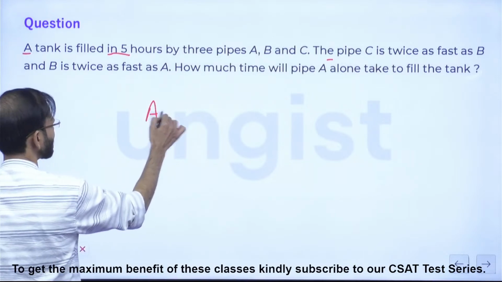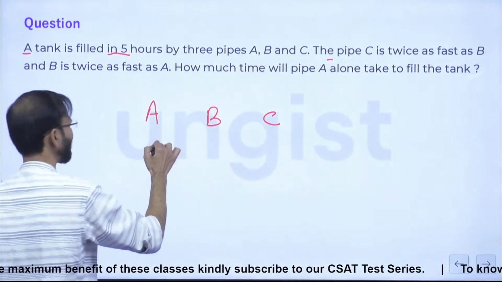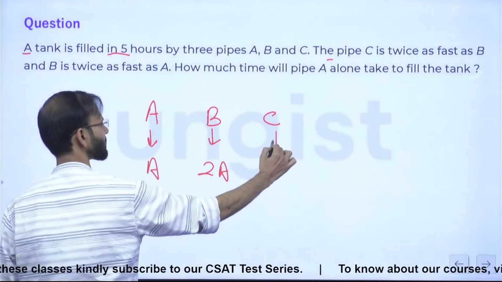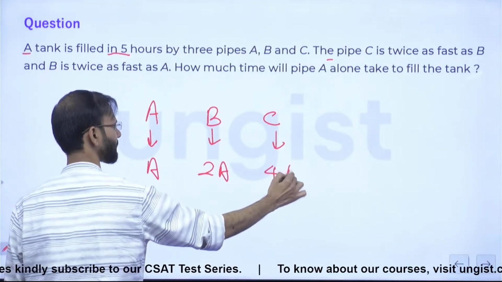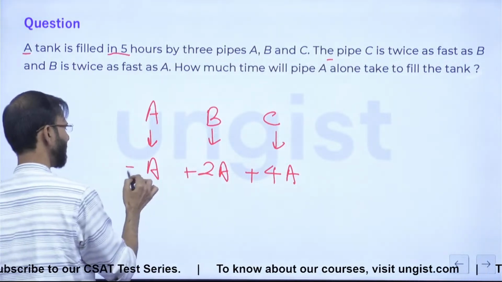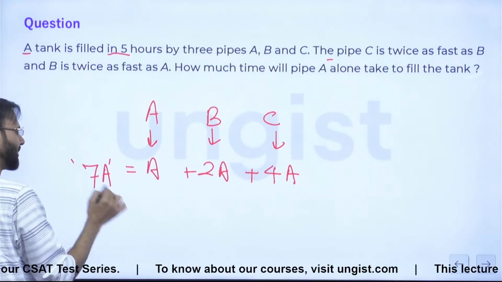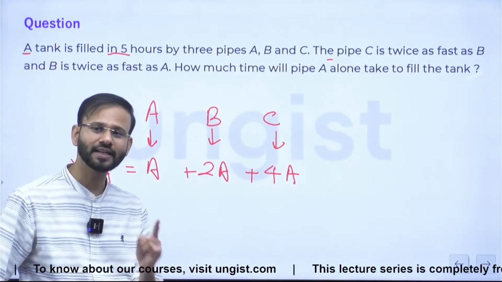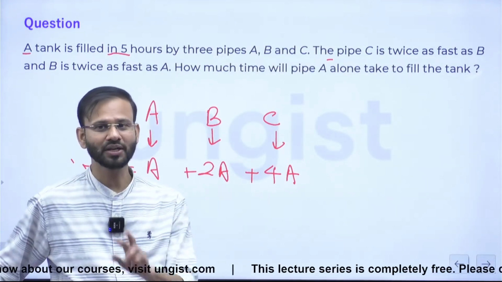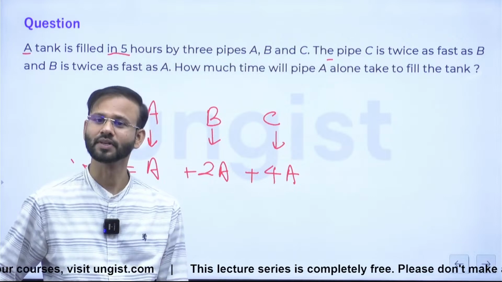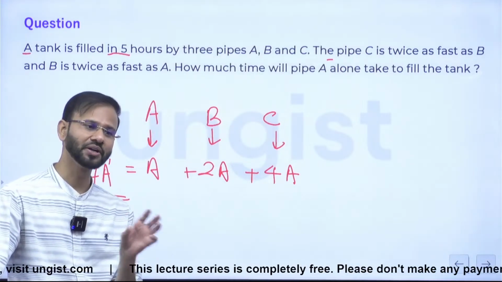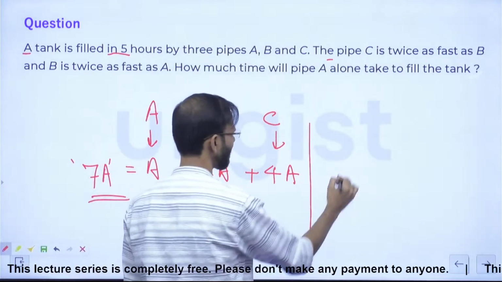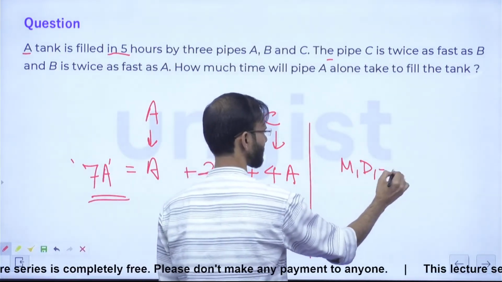Just tell me friends, A, B, C. Let's say the capacity of A is A. B will be 2A. C will be twice of this, so this is 4A. So when A, B, C are working together, they will be equivalent to 7A. So 7A is filling the tank in 5 hours. So in what time will A fill the tank? This is M1D1 equal to M2D2. Getting it?